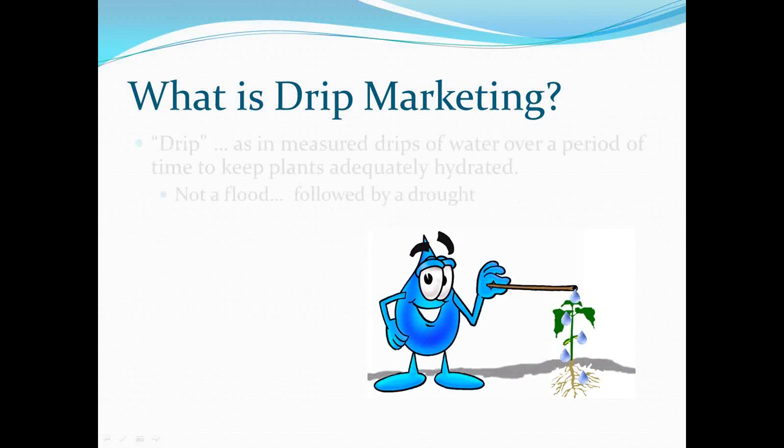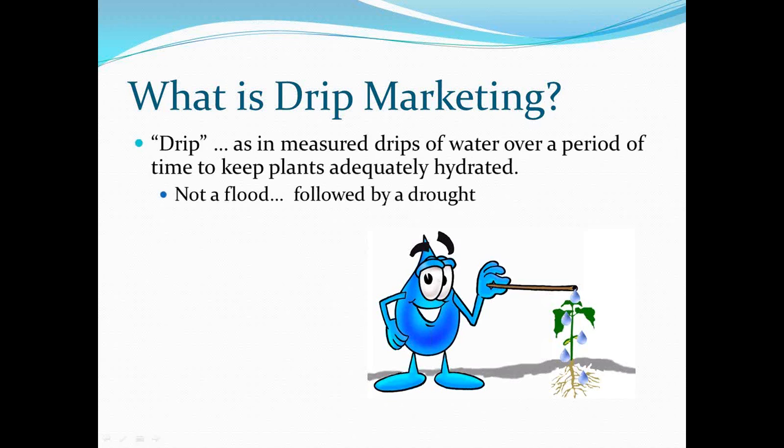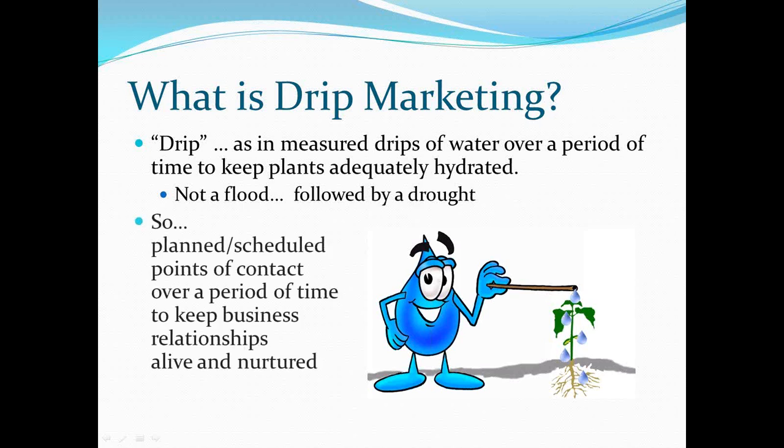Drip marketing is from the agricultural world. It's a technique used to keep plants hydrated in the fields over a period of time when there's not a lot of water sources or rain. And it's not a flood followed by a drought. It's a drip, drip, drip of moisture to keep everything hydrated and flourishing. So we use that in the marketing world for our business, and we say, okay, drip is a planned, scheduled point of contact over a period of time to keep our relationships alive and nurtured.